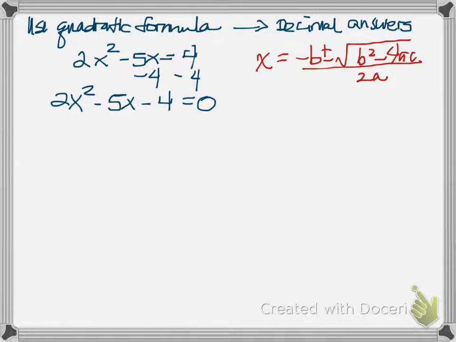Wait, don't we need to put the 2 as the A, and then the 5x as the B, and then that negative 4 as the C? Yes. Okay. So we need to list off our A, our B, and our C. So our A is 2. Does everybody understand why the A is 2? Because of the x squared. The B is negative 5. And the C is negative 4. Okay? So the A is 2, the B is negative 5, and the C is negative 4. So now we just substitute those things all in.